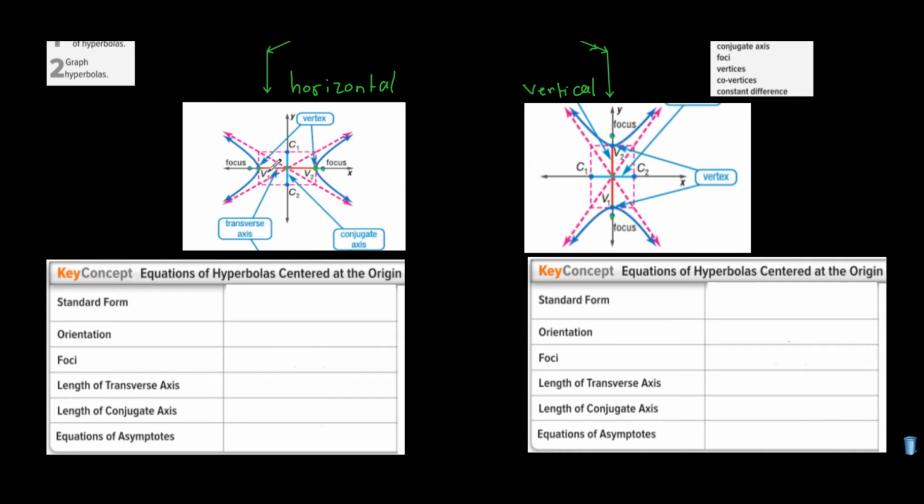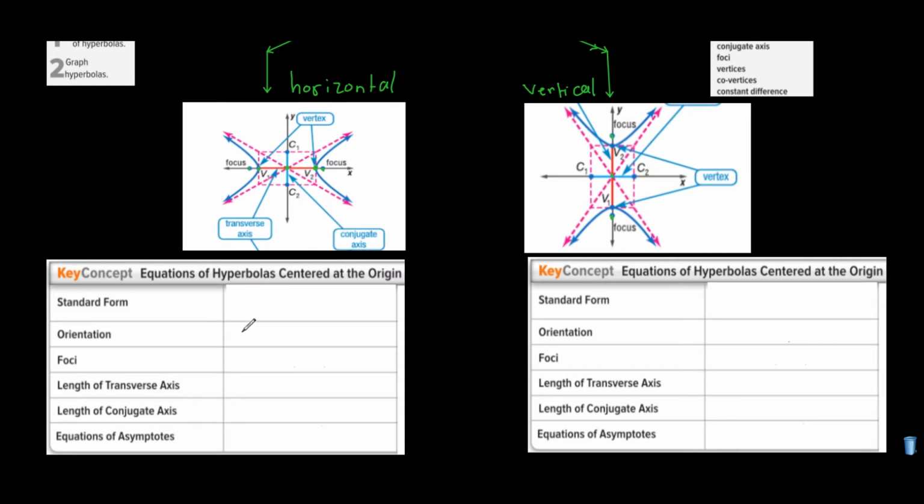Also this is the transverse axis. The distance from the center of the hyperbola to the vertex equals a. The distance from vertex 1 to vertex 2 equals the length of the transverse axis, 2a. Here also are co-vertex 1 and co-vertex 2 on the conjugate axis. The distance between them is the length of the conjugate axis, 2b. It's very important.